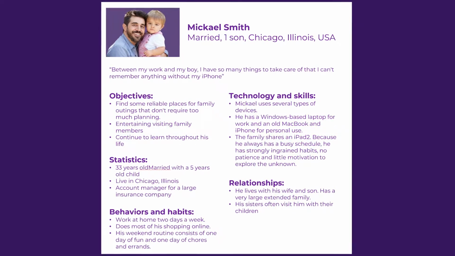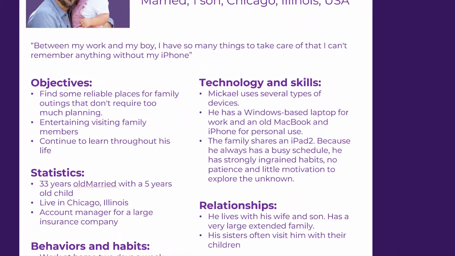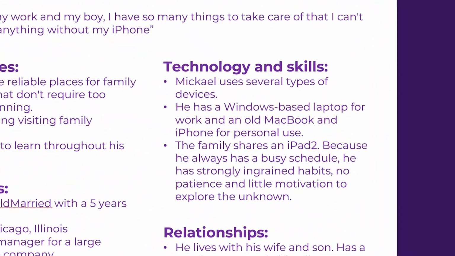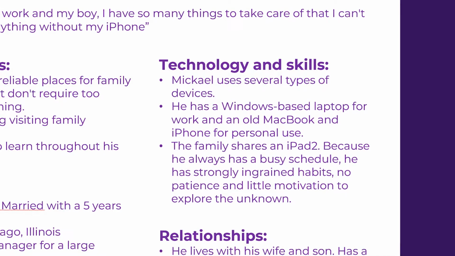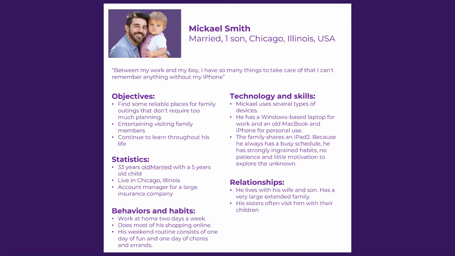So let's start with the technology and skills item, for instance. So Michael uses several types of devices. He's got a Windows-based laptop for work and an old MacBook and iPhone for personal use. The family shares an iPad too, because he always has a busy schedule. So I'm not going to go to the end. I think you got pretty much the intention here.